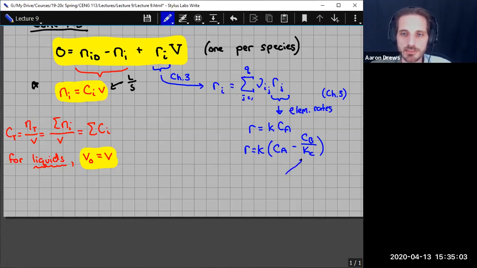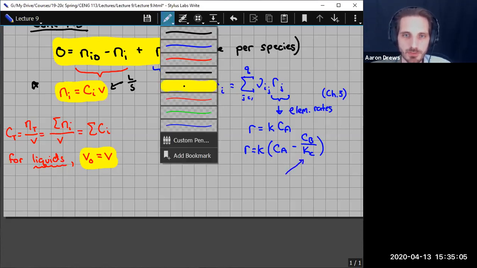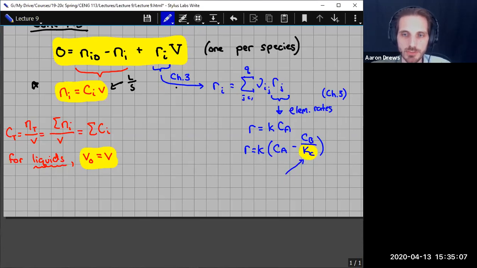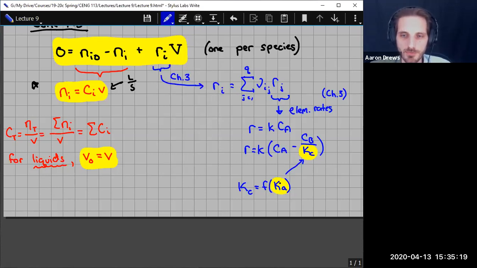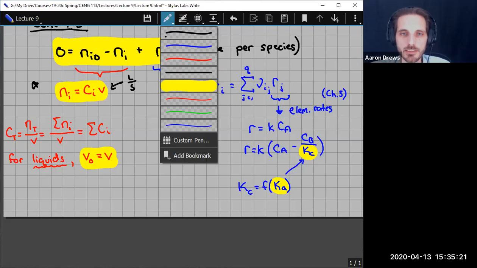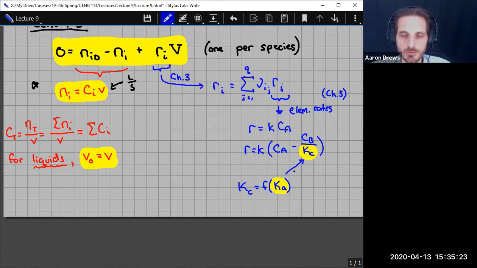And now finally, this K_C, so I'm trying to link everything that we've done so that you can see how these things are related. K sub C is going to be a function of K sub A, right? And now we're finally back to the stuff that we started with in chapter 2. Oops, that's supposed to be blue.